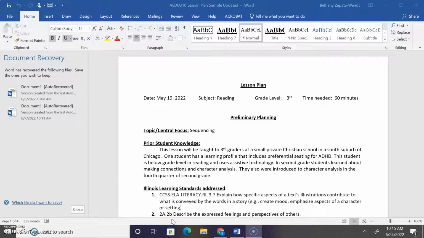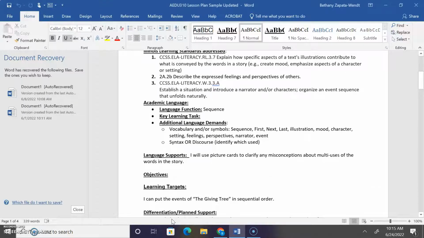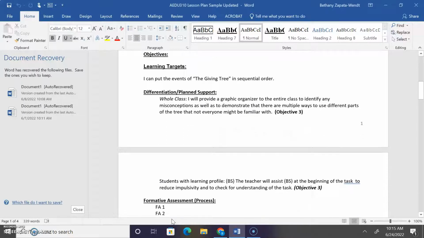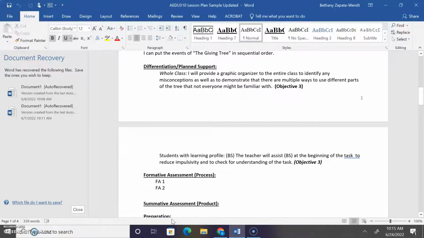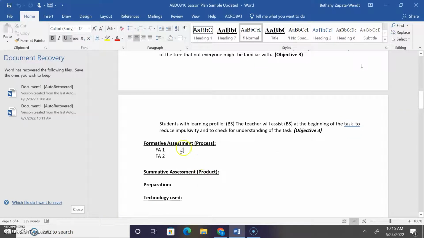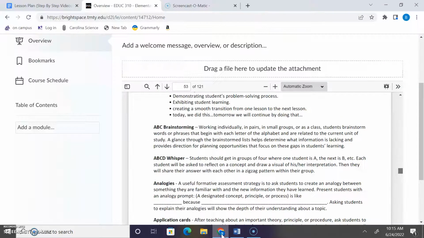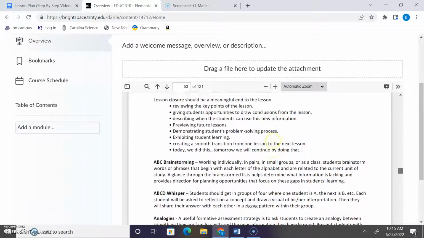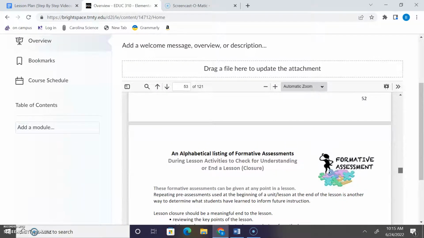So today's video, or the next video rather, is going to be about assessment. I've already got through all of these things, my learning targets, my differentiation plan support, and now I'm on to my formative assessment. Now, I want to direct your attention to page 53 of the lesson plan template.